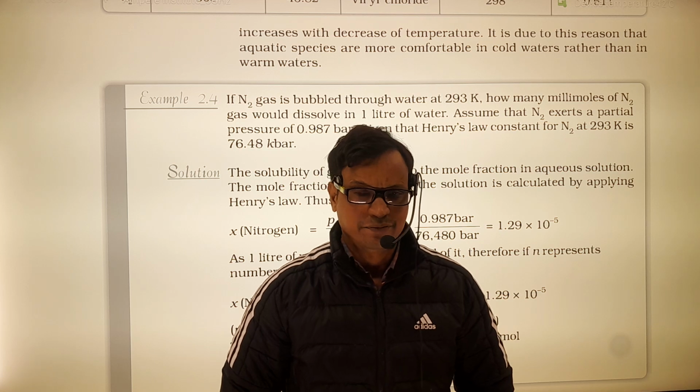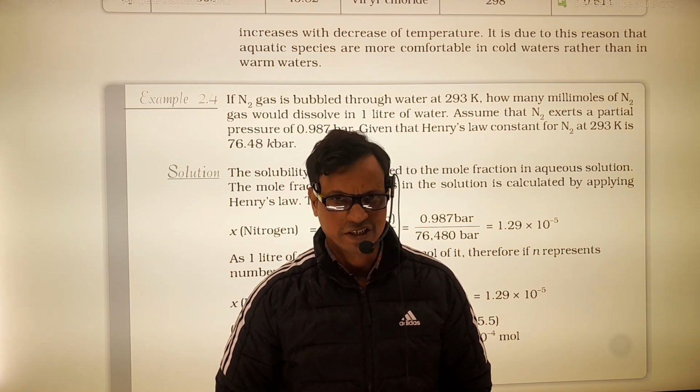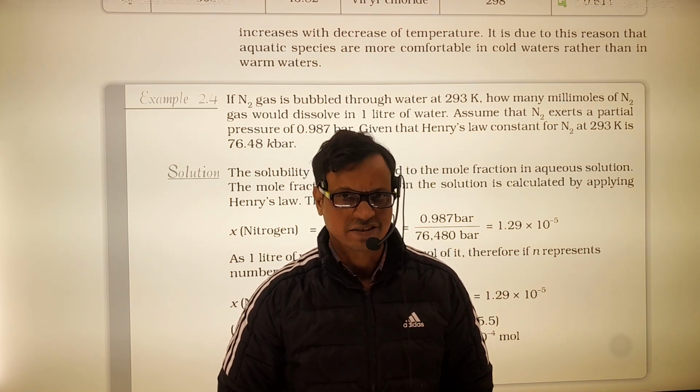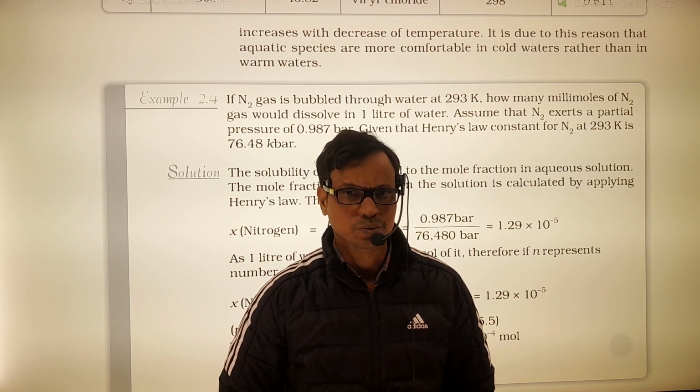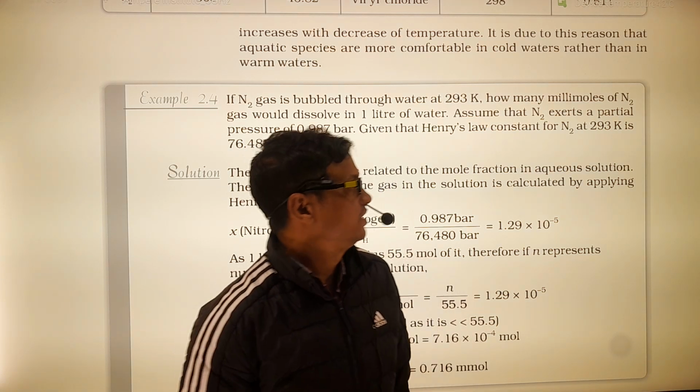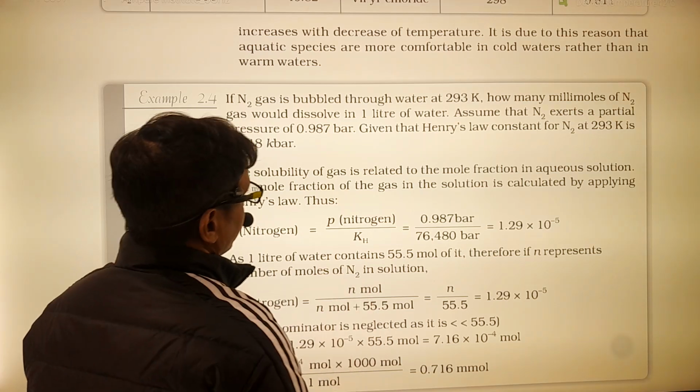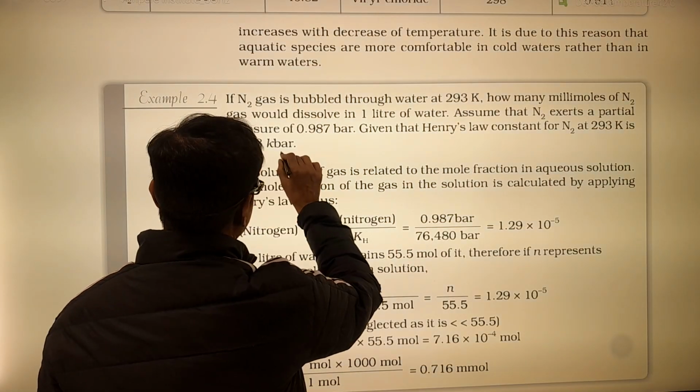This question is frequently asked in the 12th board examination for 2 marks, and here is how to write it so that you get 2 out of 2. Let's see. In this question, Henry's constant has been given.